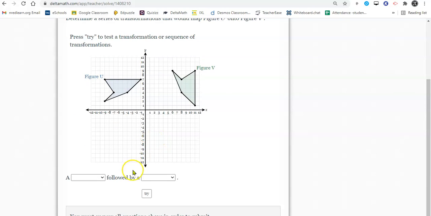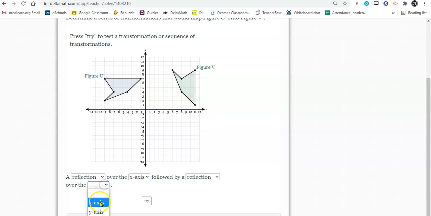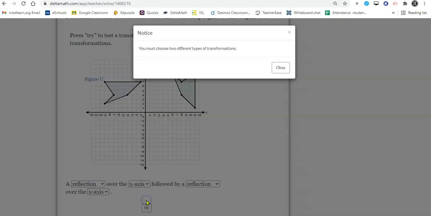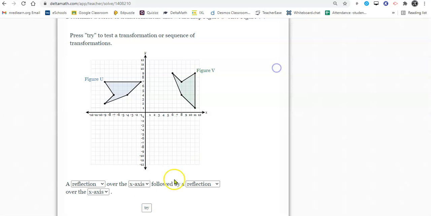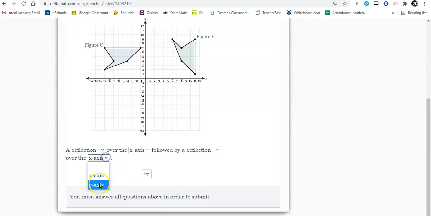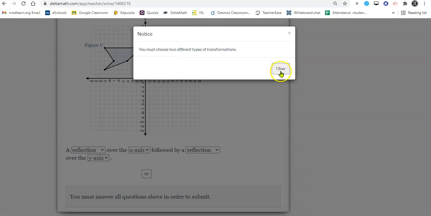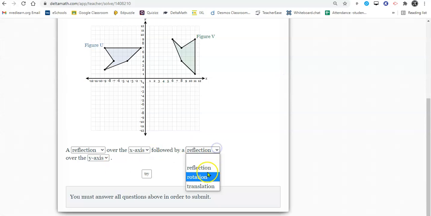So let's say you're totally lost and you just randomly are picking a reflection over the x-axis followed by a reflection over the x-axis. I don't know. Let's just see what happens. Oh, 2 different types. Okay. What if I chose this? Is it still going to say it has to be different? Reflection over the y-axis? Okay. So you can't have 2 reflections.